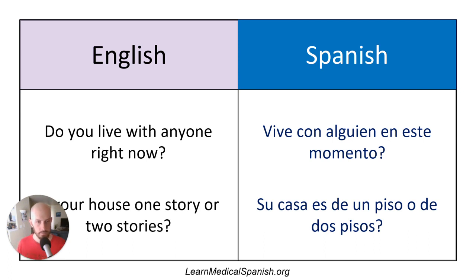Piso means floor, as in like, a level or a story in a building. But another way you could say it is a level, as in nivel. So you could say un nivel o dos niveles. So just an alternative, in case you've heard that before and you were wondering. Both of them make sense.